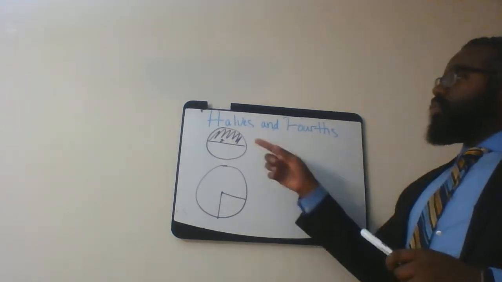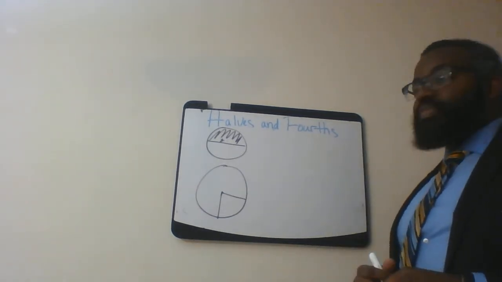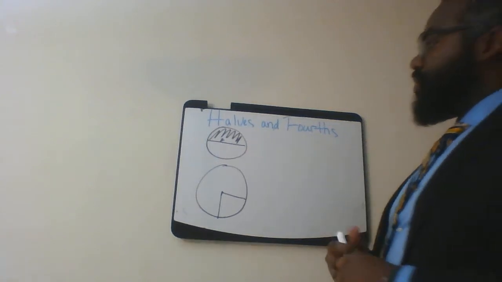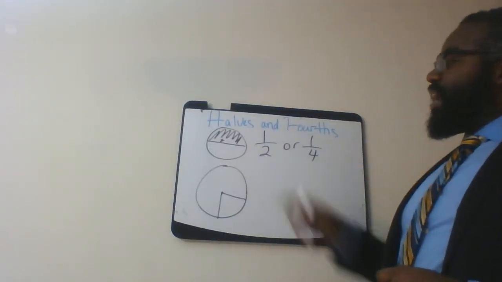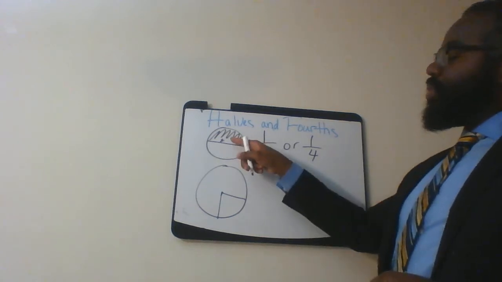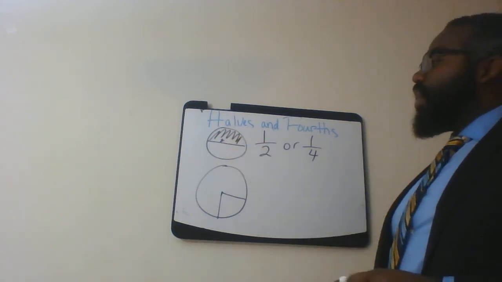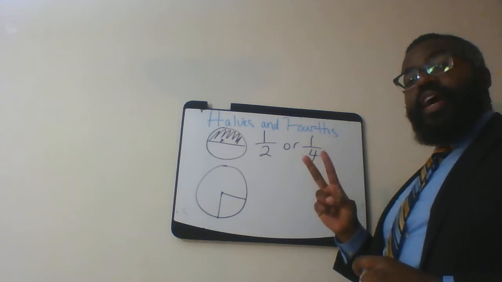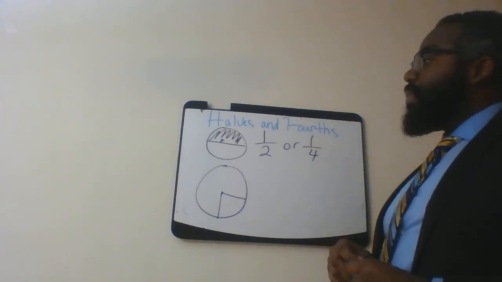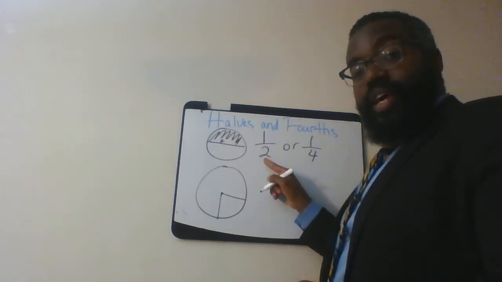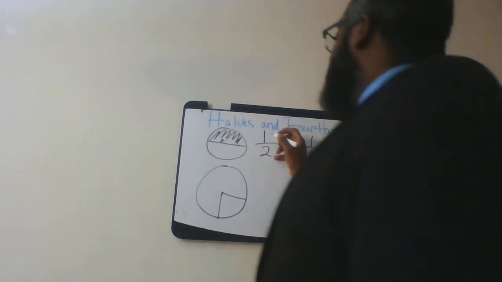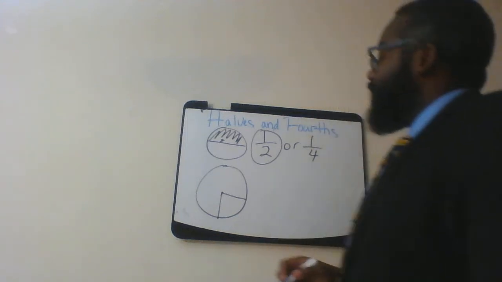Okay, next let's go over these two circles we have here. Let's look at the first circle. Is this one half? Now, how many sides do you have? You have two sides. And how many are shaded? One. So if we have two sides and only one shaded, that's one half.